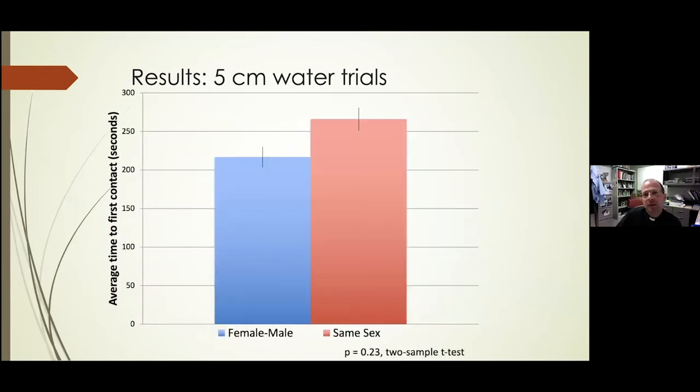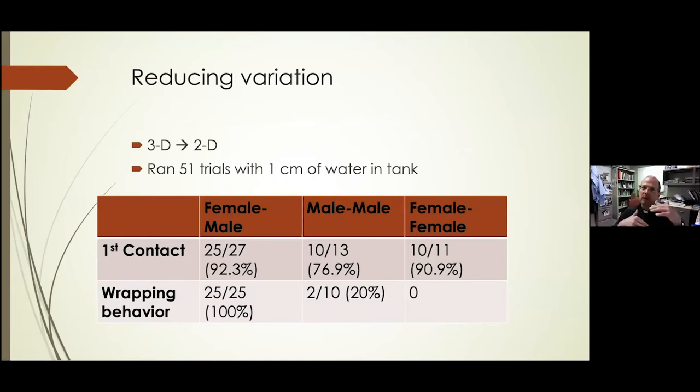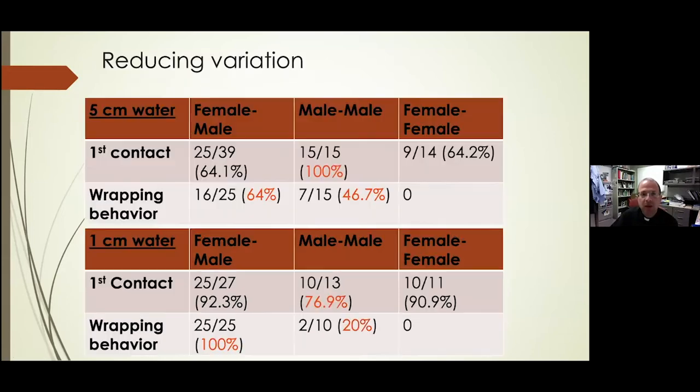So in this case, you can see I did it in 5 centimeters of water. Well, what if we reduce the amount of variation, because maybe that pheromone's getting diffused in the aquarium tank? If we had more of a 2-dimensional system and they're working in just 1 centimeter of water, we get similar percentages: 92% with female-female making that first contact, and 100% of them having that wrapping behavior.